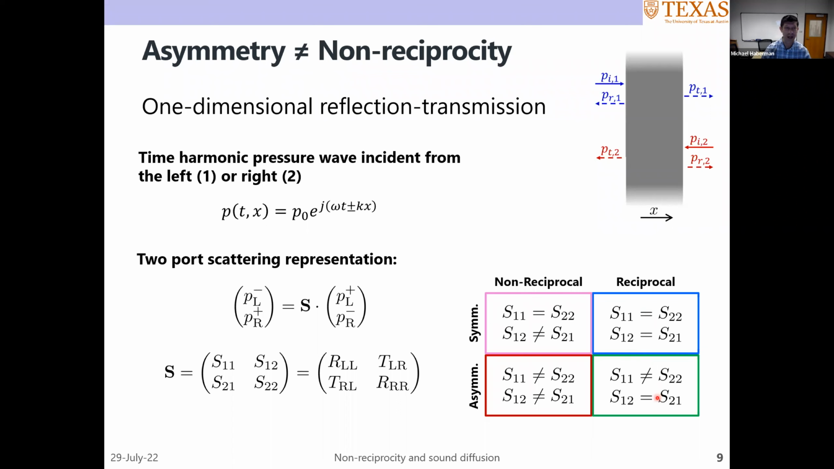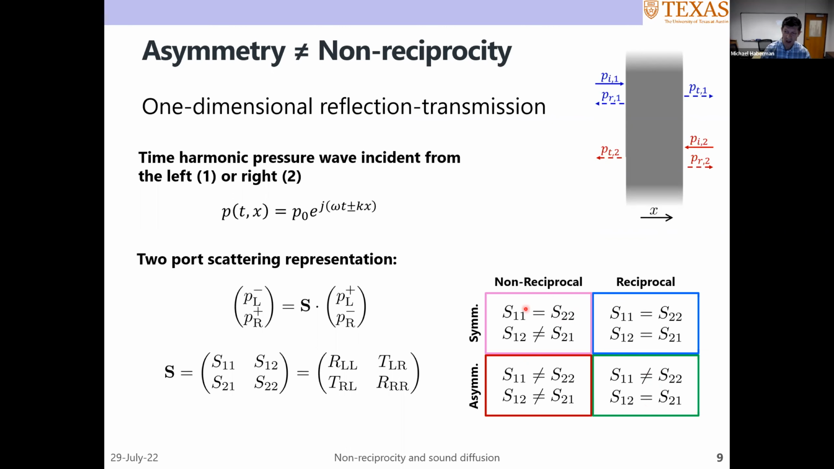If it's reciprocal but has some asymmetric behavior, then the transmission coefficients, of course, will be the same, but the reflection coefficients could be different. Even in a lossless medium, you can get a phase difference. In a lossy medium, you can get asymmetric absorption with symmetric transmission.